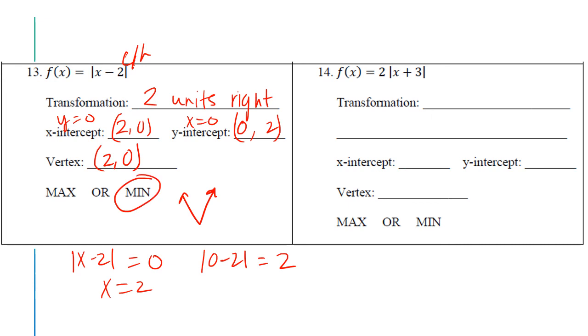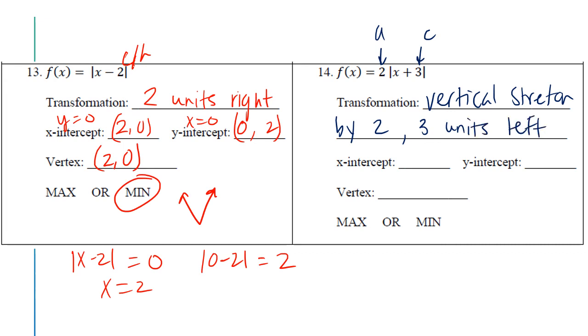Okay? Let's do this one. We have f of x equals 2 absolute value of x plus 3. So I have a and I have c. Okay, A tells me that I have a vertical stretch by 2. 3 tells me it's going to shift 3 units left.